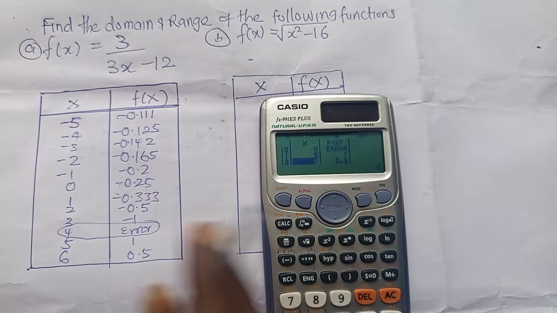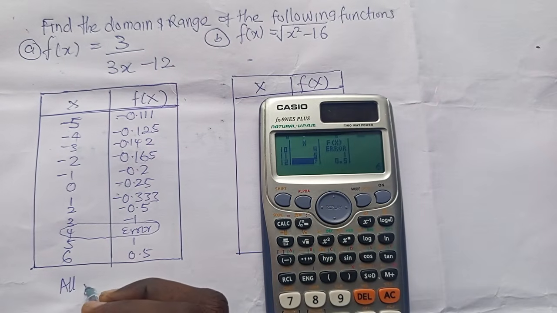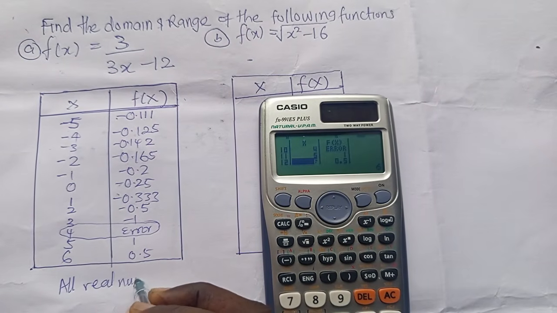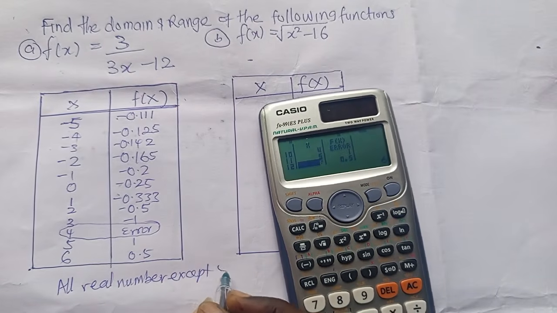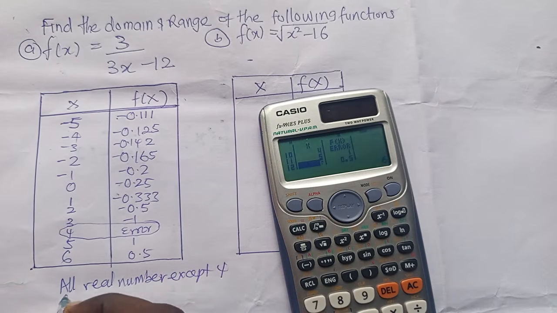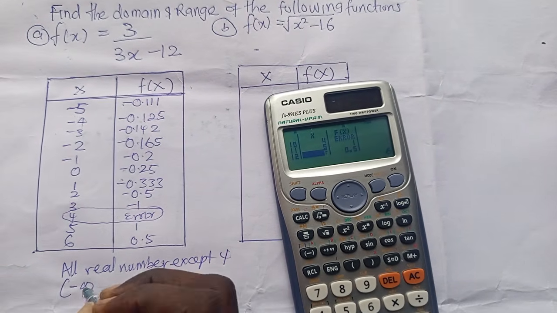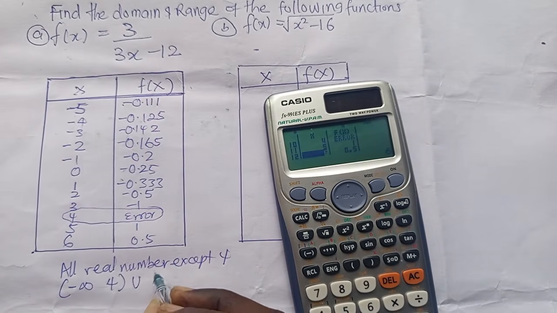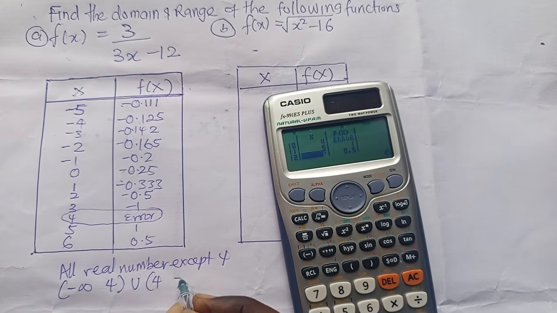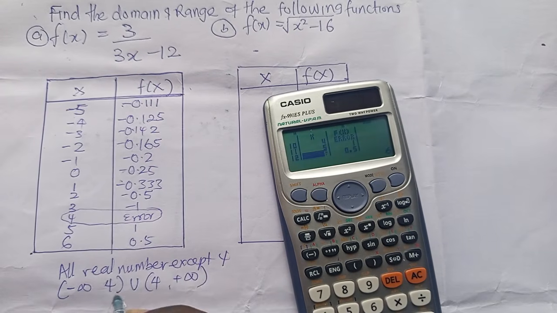That means our answer for the first question will be all real numbers except 4. We can write it as minus infinity to 4, union 4 to plus infinity. So this will be our answer to the question.